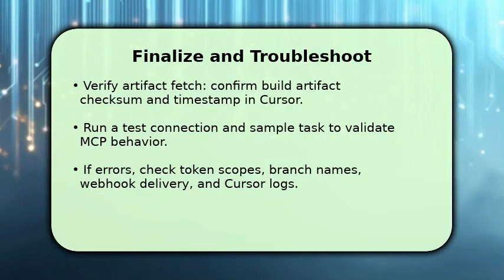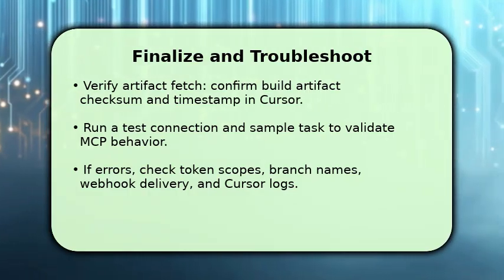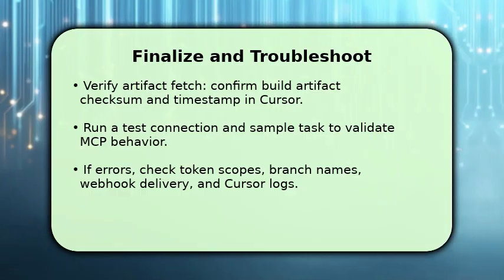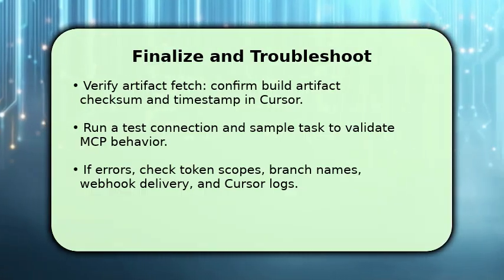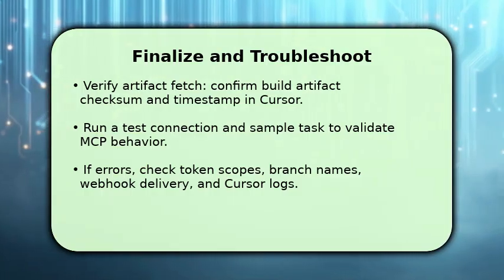Finish by validating end-to-end operation. Trigger a test workflow run in GitHub and confirm Cursor fetches the artifact and applies MCP settings. Run a sample task in Cursor to ensure environment variables and secrets resolve and that outputs match expectations.